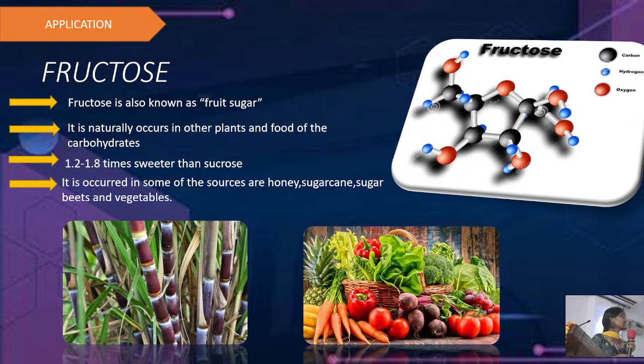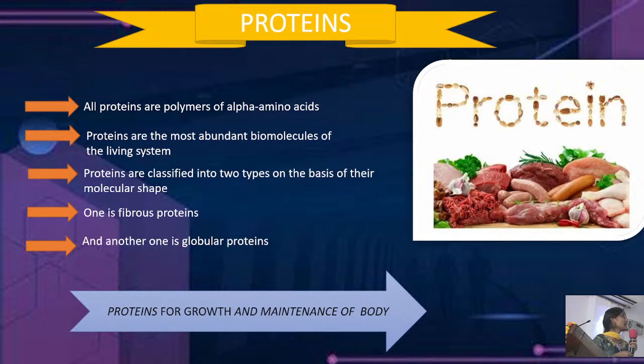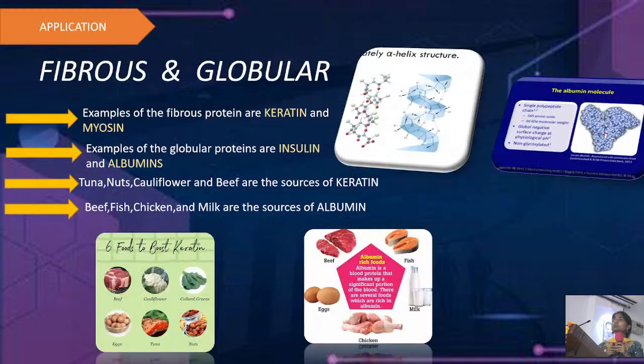and obesity-related conditions. Another application of natural products is proteins. All proteins are polymers of alpha amino acids, and proteins are the most abundant biomolecules of living systems. Proteins are of two types: fibrous proteins and globular proteins. An example of a fibrous protein is keratin. There are 58 keratins in our body that help make our skin fair and healthy. Of these, 28 keratins are acidic in nature and 26 are basic in nature.